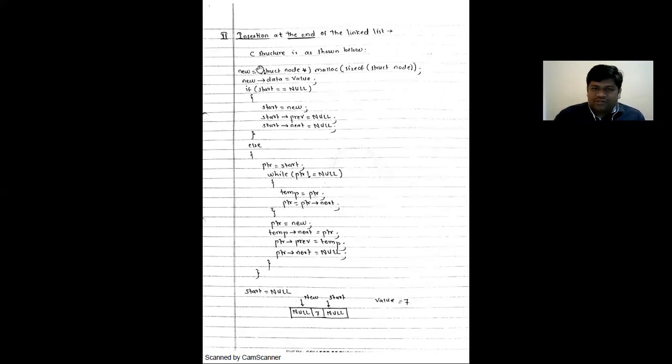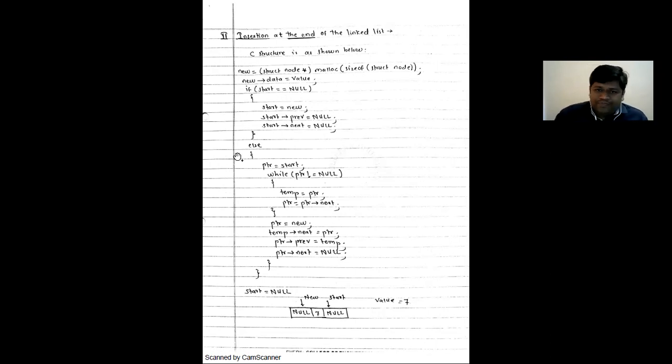Now simply, new is equal to struct node, first allocate the memory to the new node. After that, new of data is equal to whatever value you are passing, so you need to store that value. Now first you check, start equal to null, right? If the condition is true, means you are inserting the first element, so directly you can assign start is equal to new, start of previous is equal to null and start of next is equal to null.